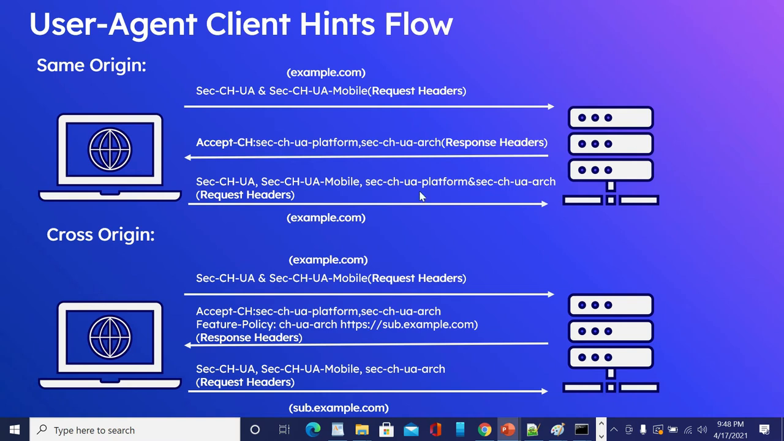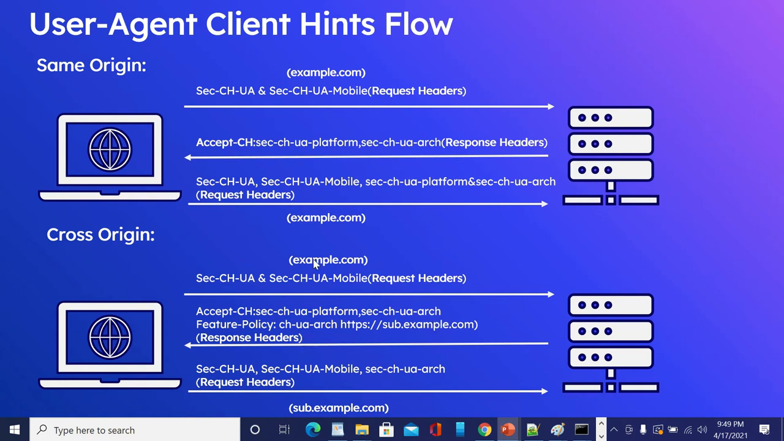Now the server responds with this Accept-CH header, requesting additional hints, in this case platform and architecture. On the subsequent request, these two headers, in addition to the requested headers, platform and architecture, will be sent. Now from a cross-origin perspective, again let's say example.com, same thing, these two headers will be sent. Then the server responds with the Accept-CH header requesting platform and architecture.